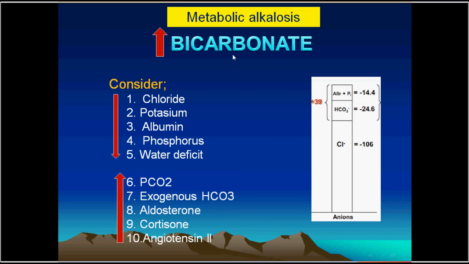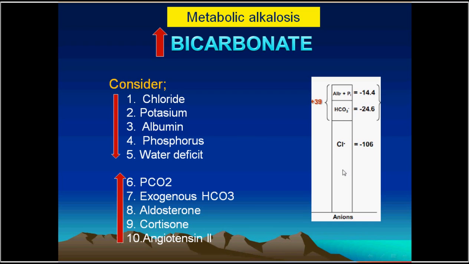This is a high bicarbonate. High bicarbonate in relation to chloride. Decrease in the chloride in the normal anion gap, there will be high bicarbonate. This will occur through the kidney and gastrointestinal tract. So a decreased chloride, hypochloremia, will be associated with metabolic alkalosis. At the same time, hypoalbuminemia will be associated with increase in the bicarbonate. Hypophosphatemia will be associated with increase in the bicarbonate.